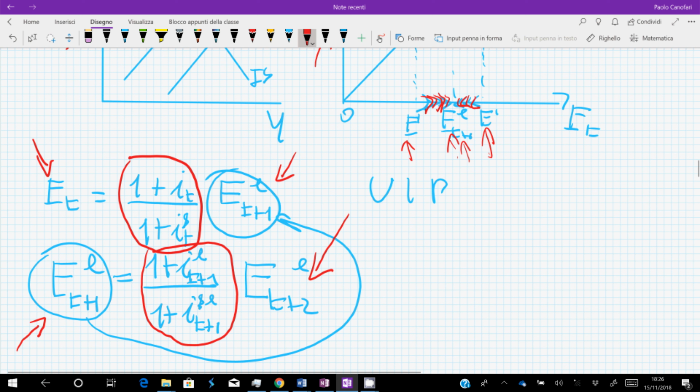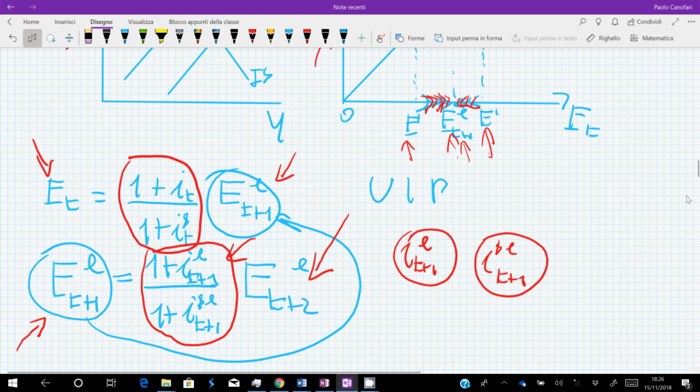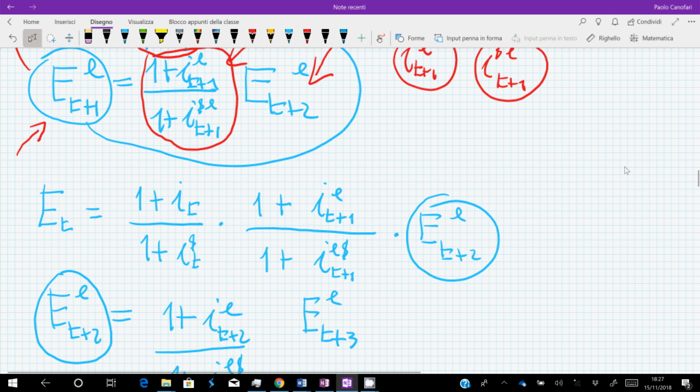So we have, for example, the national future interest rate would be i at t plus 1, but this is an expectation because it's a future interest rate, and the foreign interest rate will be i dollar expected at time t plus 1. So this is an expectation, this is an expectation, these are the two interest rates used in this case. So substituting this second expectation at time t plus 1 in the first equation, we obtain the following relation.